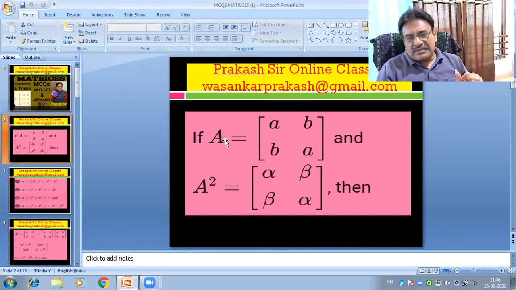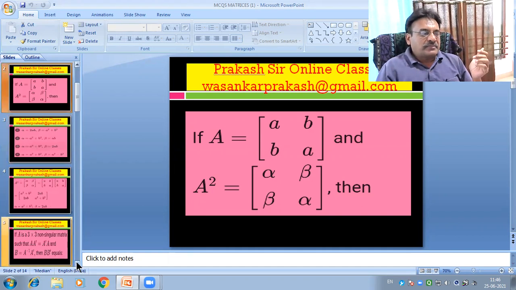And we know that A square is equals to A into A. So A square is equals to matrix AB, BA into again matrix AB, BA. So first we multiply these two matrices, and then the A square matrix is equated with the matrix alpha, beta, beta, alpha. So this is one simple way to solve the multiple choice question.